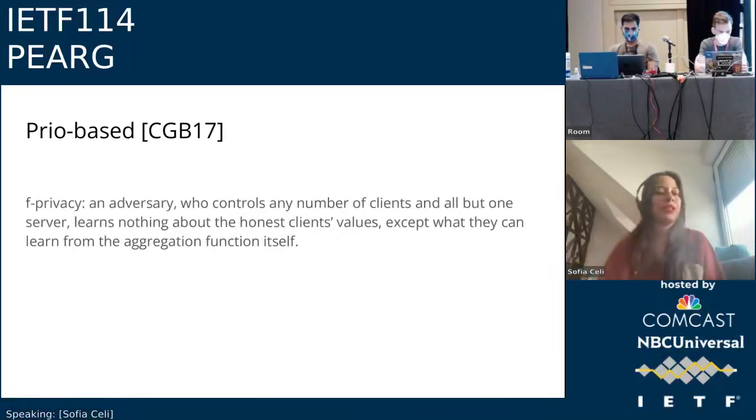To give you a specific pinpoint of the privacy that PRIO provides, it uses a specific privacy that's called F-privacy, in which an adversary who controls any number of clients and all but one server learns nothing about the honest client's values except what they can learn from the aggregation function itself. And this is just repeating what I already showed you in the previous slide of what kind of privacy it provides. It's a kind of bounded privacy in the sense that there's some amount of leakage.